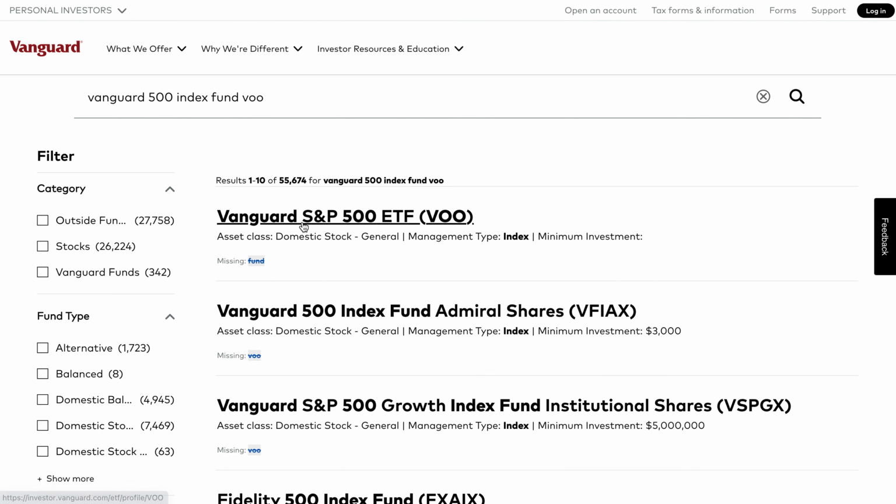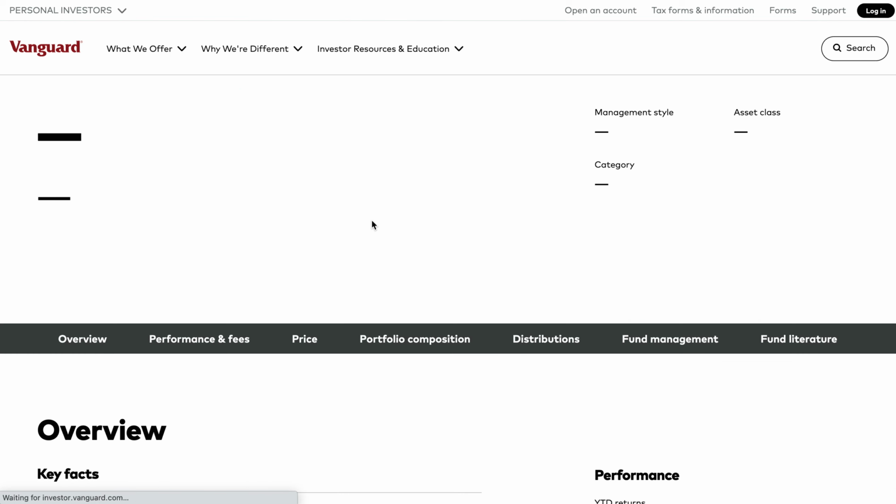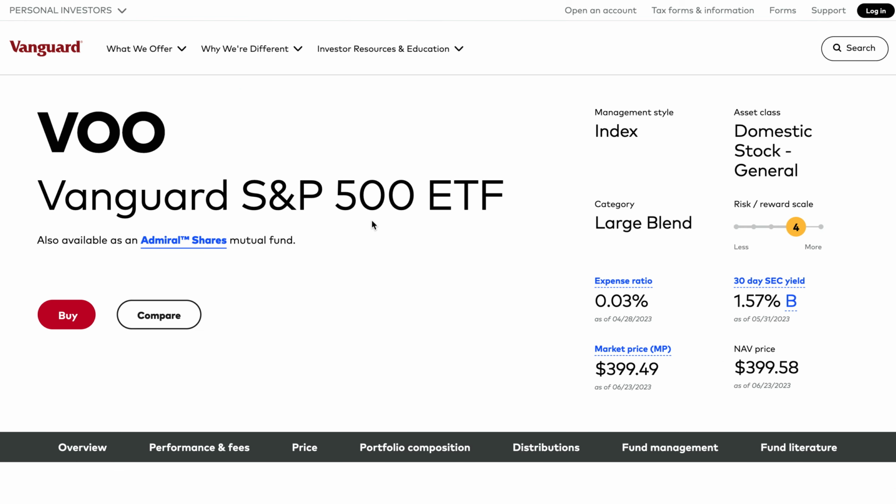So here we go, Vanguard S&P 500 ETF, VOO. I was looking at VFV, but that's for the Canadian side. So here on the US side, it's called VOO. The Vanguard S&P 500 ETF. I'm sure you've heard people say S&P 500 a lot. This ETF tracks the S&P 500, which are the 500 largest companies by market capitalization in the United States. Management style, it is an index. It follows that passive investing approach that we looked at. The asset class is, in general, domestic stock. Category, it's in large blend stocks.